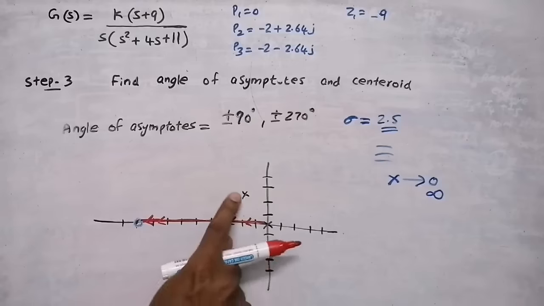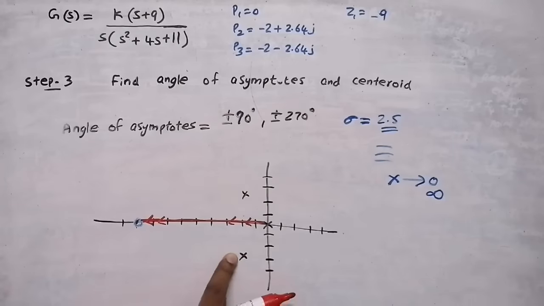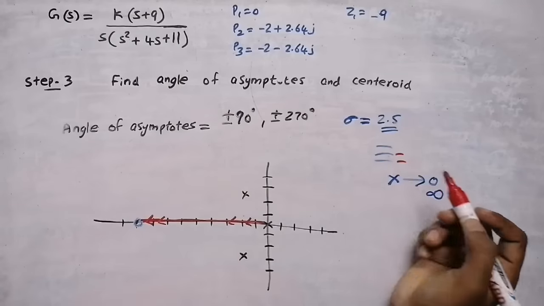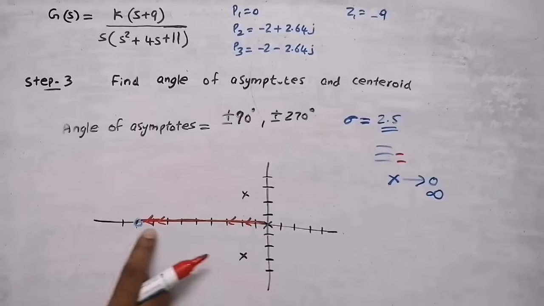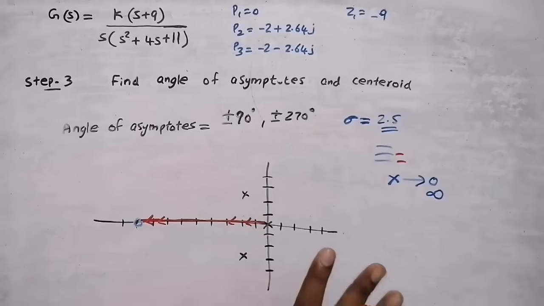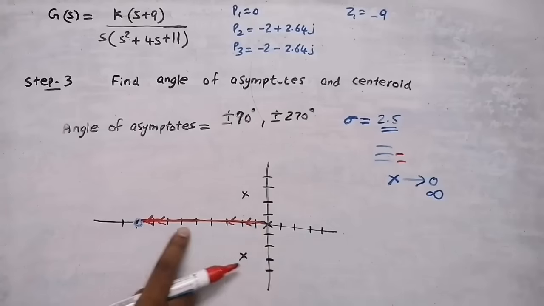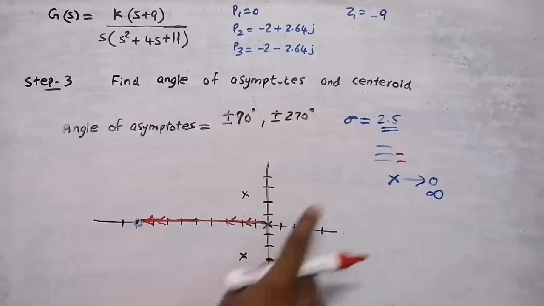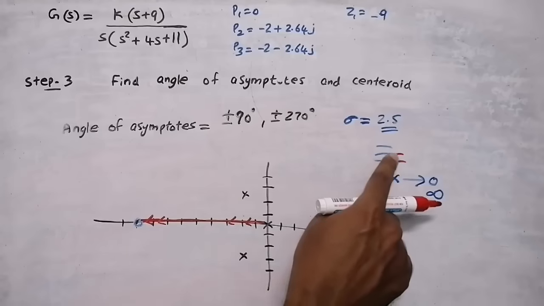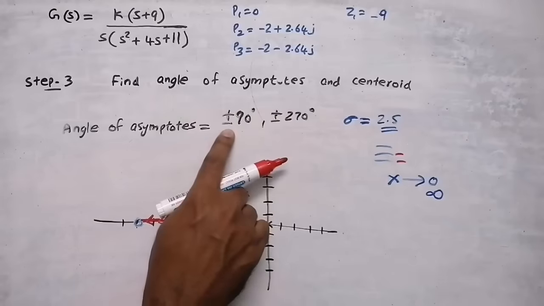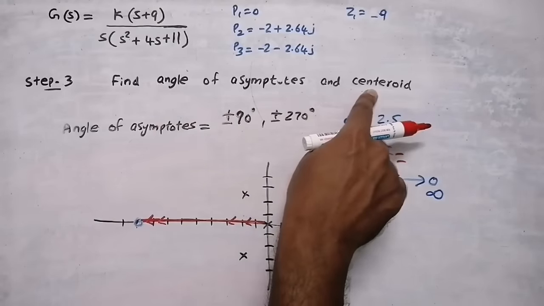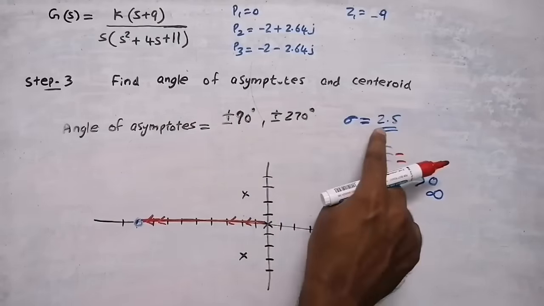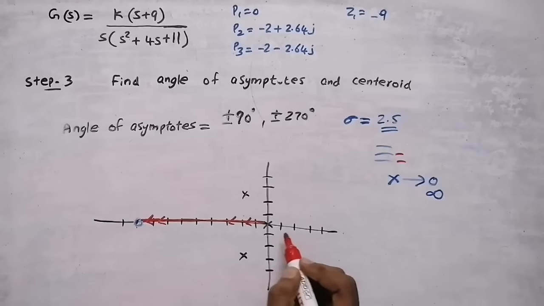So here two more poles are there, so we need two asymptotes. One asymptote is already over. Here three poles are there, so there will be three asymptotes. One asymptote is already over. Then there are two more poles, so we need to draw two more asymptotes. For drawing asymptotes we need the angle of asymptotes. The asymptotes are going to start from the centroid. For that purpose we are finding the centroid. So the centroid is at plus 2.5. 1, 2, 2.5. So this is the centroid.